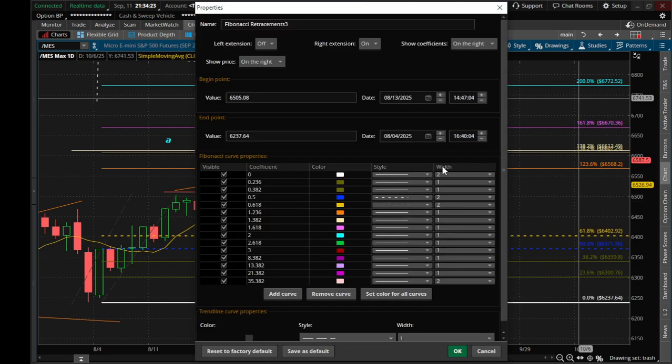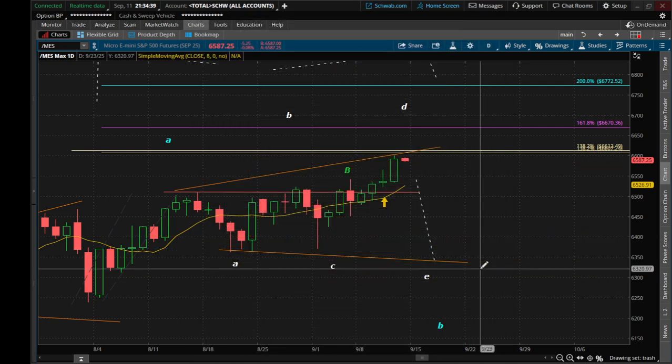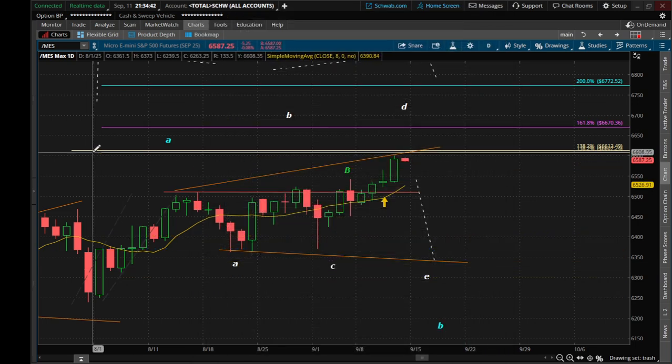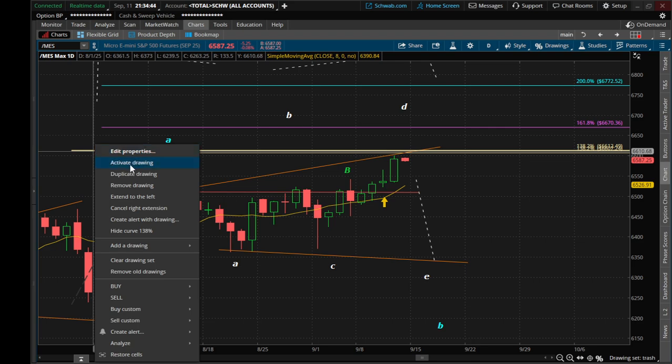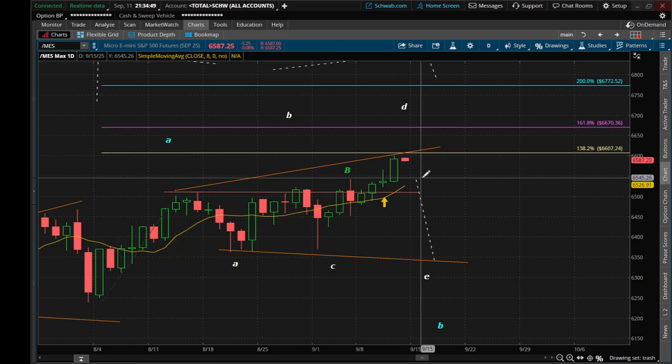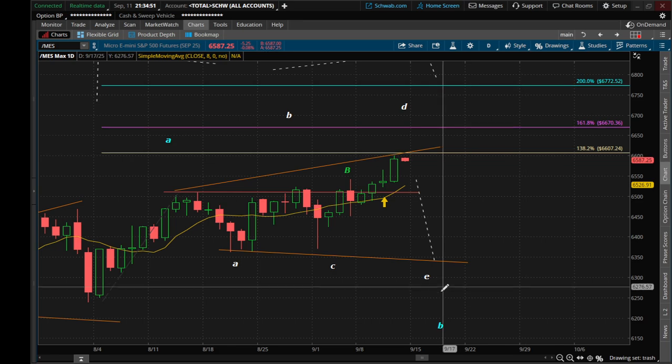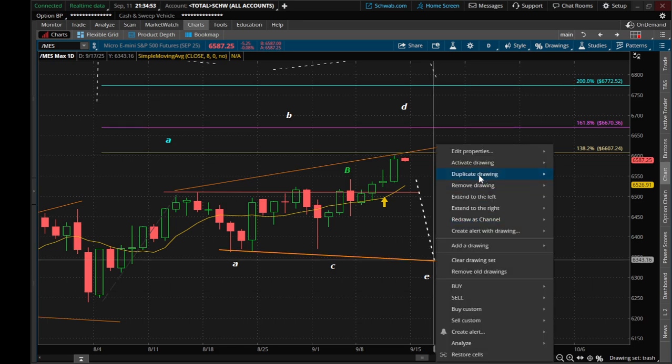Just bear with me for a second. I don't need all these fibs up. Let's just get the three major targets, and we'll take everything else off. Alright, and this fib, I don't need that anymore. That was just to show the reaction we're getting right now. So we'll remove that. And so those are the three targets to the upside if the trend line holds.